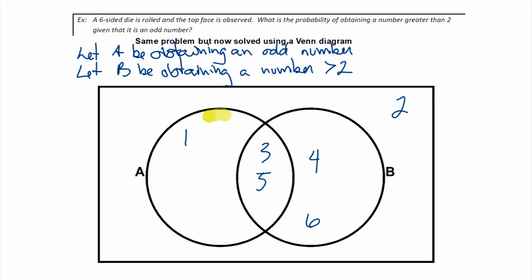So we're given that the outcome is an odd number, which means we're given the numbers are going to be in A. However, we also know that we're looking for numbers that are greater than 2. And the numbers that are greater than 2 are in the intersection between the 2. So in this case, there are 2 numbers out of the 3 that are in A. So the probability of obtaining a number greater than 2, given that we know it's an odd number, is 2 out of 3.